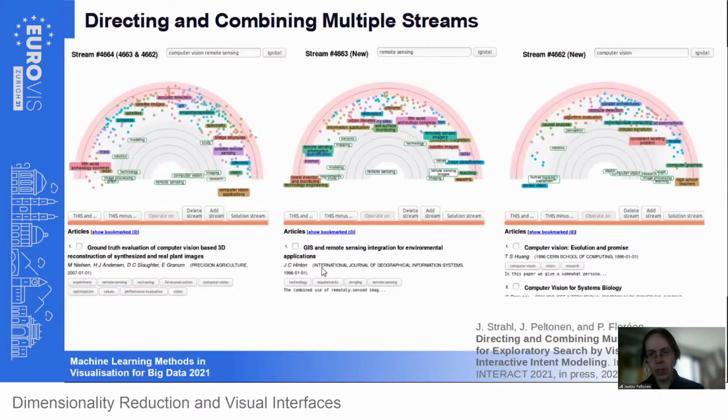And then very recently, there have been developed versions where you can do multiple explorations at the same time. This is coming out later this year.